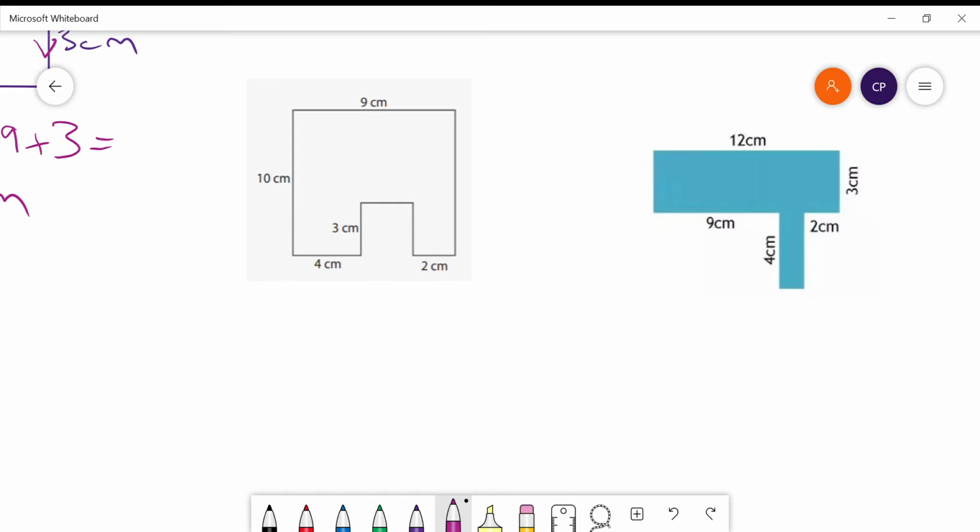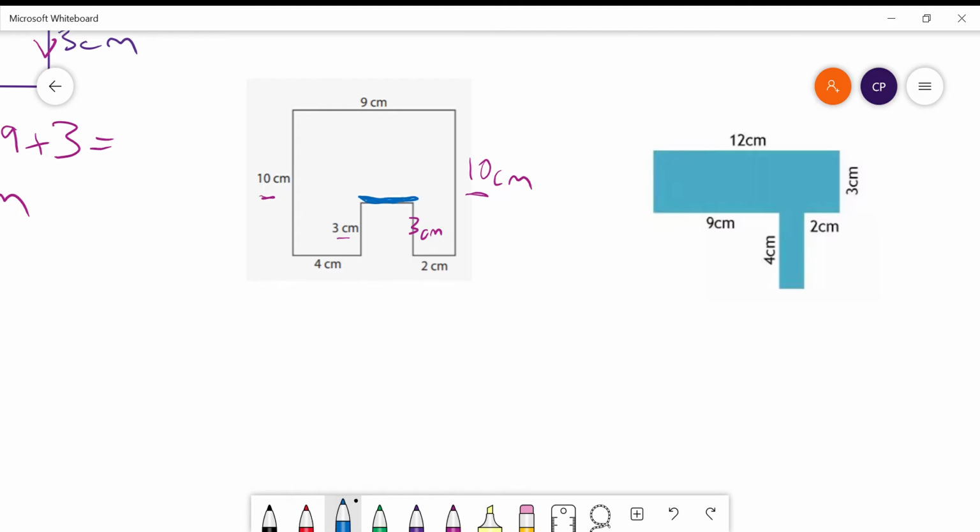Now the easiest one to fill in is probably the fact we've got 10 over here, and then the opposite side is exactly the same, so I can put in that 10 centimeters. The next easiest one is probably this 3 centimeters here will be the same as this one, 3 centimeters. And then we've got this missing side here that we don't know what it is.